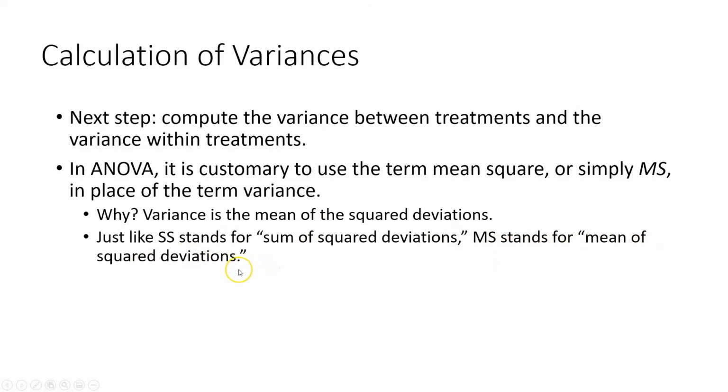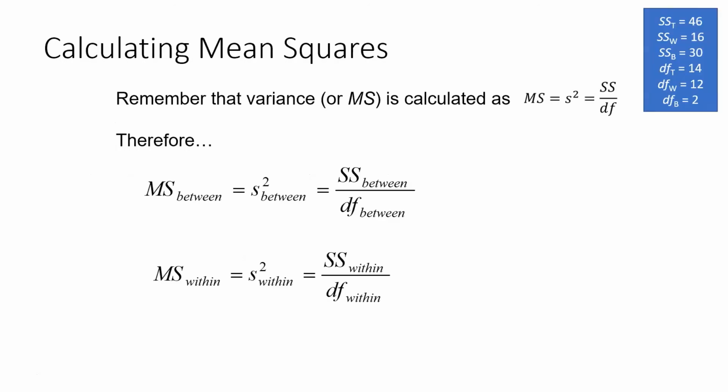So I know that I've drilled and drilled and hammered into you that SS over DF is variance, but now I'm going to tell you SS over DF is mean squares. It's the same thing. Mean squares means variance. We're just going to call variance mean squares instead of variance for the length of this module. So remember that variance, or mean squares, is calculated as SS over DF.